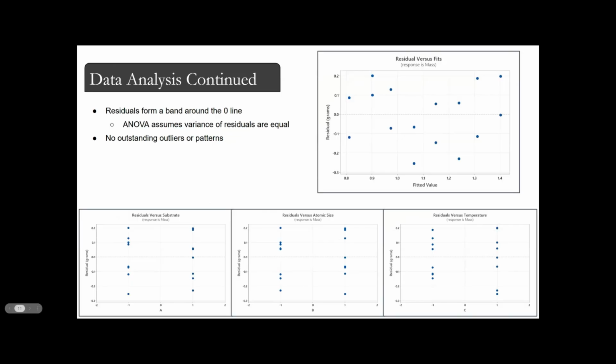On this slide, we have a residual versus fit plot as well as a plot for each of the factors. Among all these 4 plots, there doesn't seem to be any emerging patterns or noticeable outliers, so we can assume that there is an even variation in the residuals between each of the factors.